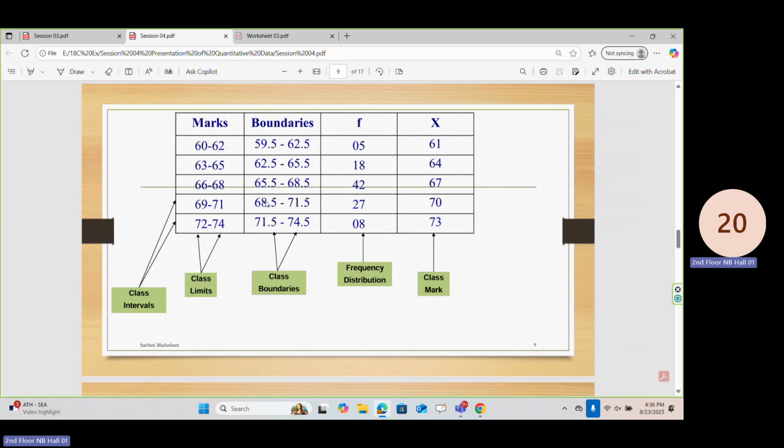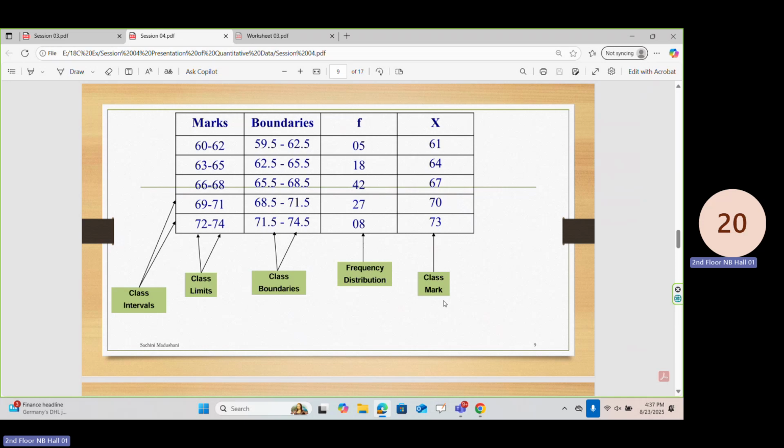Therefore, we need to calculate the x value of each class interval. This x value we call the class mark. The class mark is the midpoint of each class interval, the middle value of each class interval. We take the first class interval, 60 to 62. What is the middle value? 61. Then 61 is the class mark of the first class interval. Here you can use class limits or class boundaries. Both give the same value. Understood?